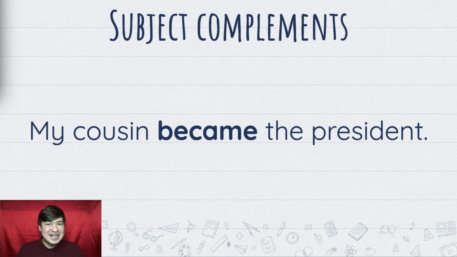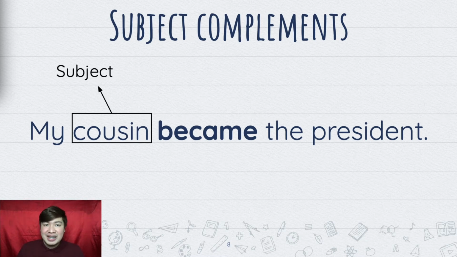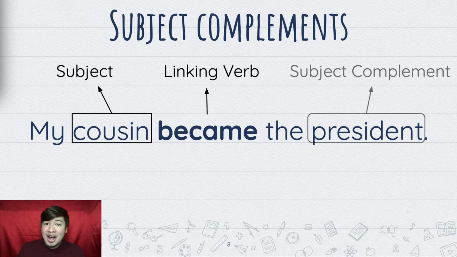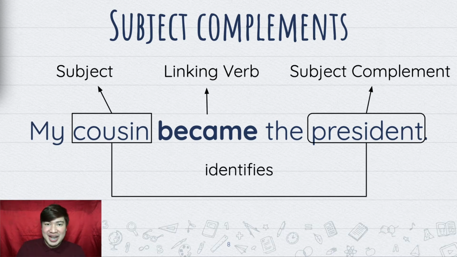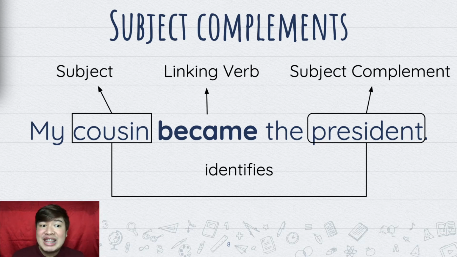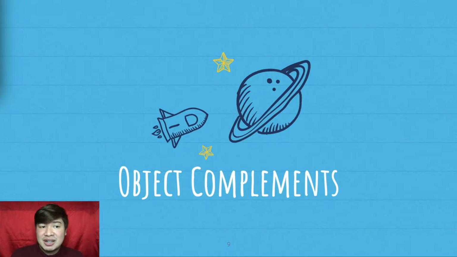Now, in this sentence, we have the word cousin as the subject, became as the linking verb, and the word president is a noun that functions as a subject complement because it identifies the word cousin, which is our subject. Now, as you have noticed, a subject complement can either be a noun or an adjective that describes or identifies the subject. Now, let's proceed to the second type of complement, which is the object complement.